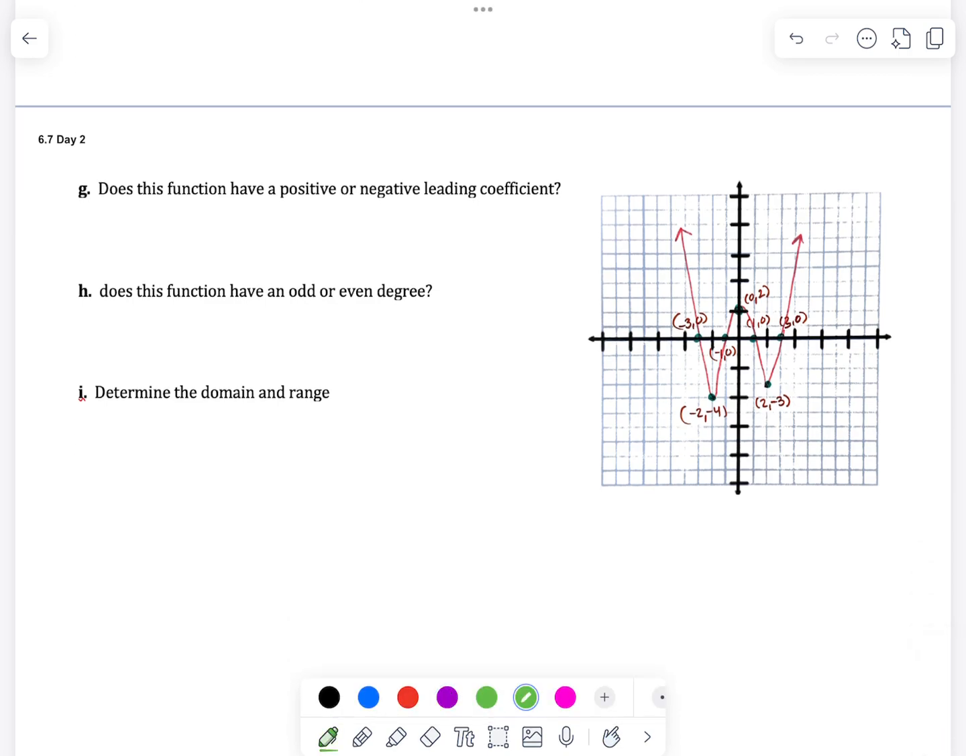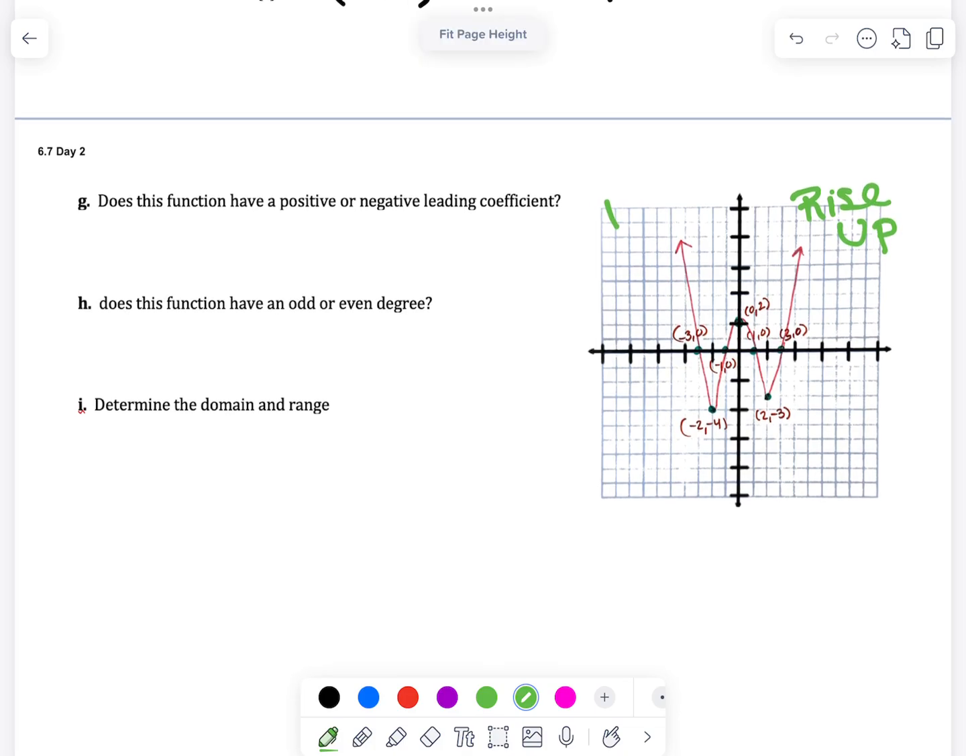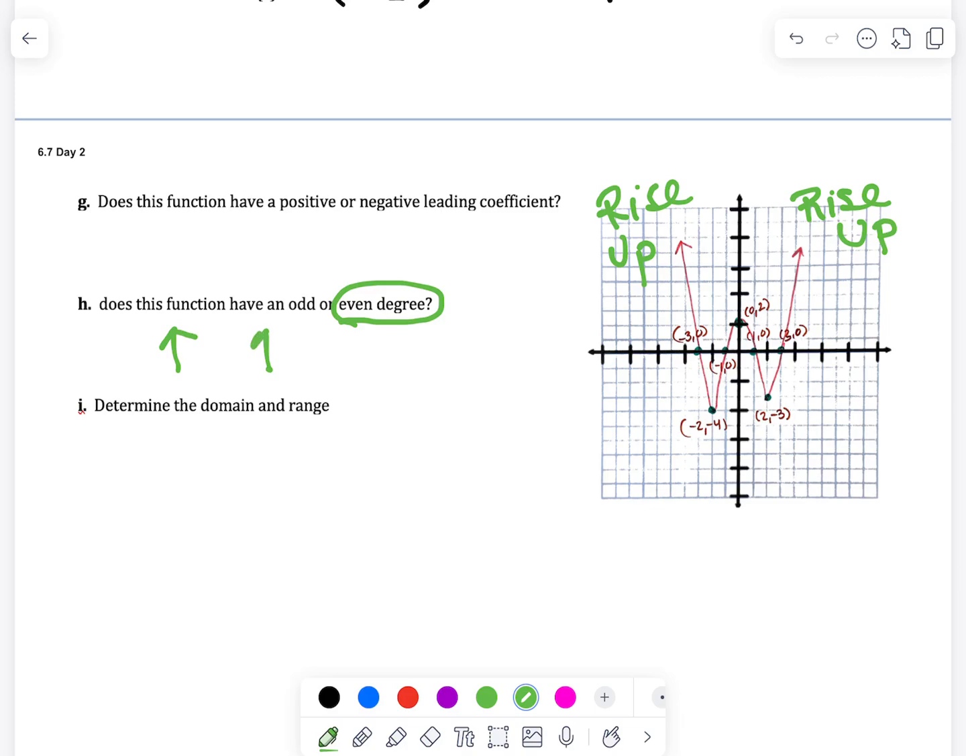Then we want to identify the end behavior. So notice that both sides are going up. This one is rising, it's going up. The left side is rising or going up. So both ends are up. So we're going to have an even degree polynomial since both are going up. Then we're going to have a positive leading coefficient because both sides are going up.